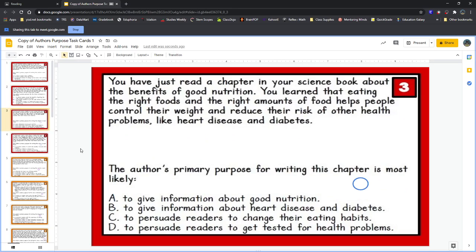Okay, let's try card number 3. See if we can figure out the author's purpose. You have just read a chapter in your science book about the benefits of good nutrition. What's nutrition? What does that mean? When they say good nutrition. Christopher?